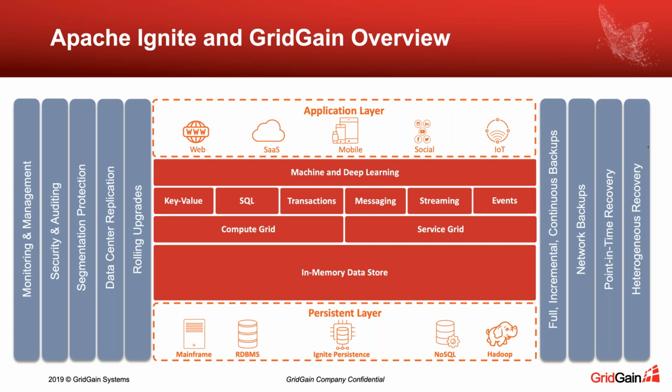And all of those blue columns, which you see to the left and to the right, are something that you can get if you use GridGain. As Rob said, GridGain initially donated Ignite to the Apache Software Foundation, but at the same time, we provide enterprise-level features on top of open source functionality, such as management and monitoring, advanced security, full cluster snapshots and backups, point-in-time recovery, rolling upgrade, etc. All right.